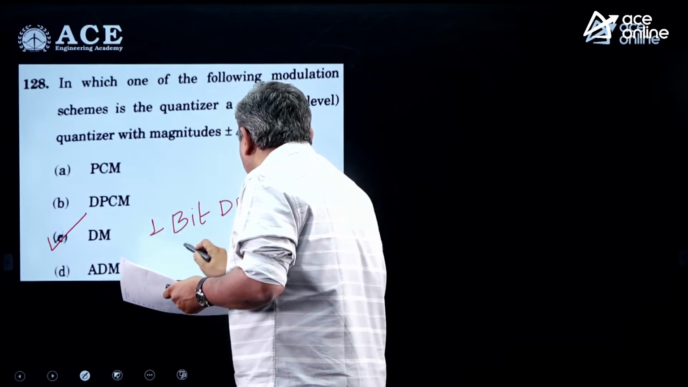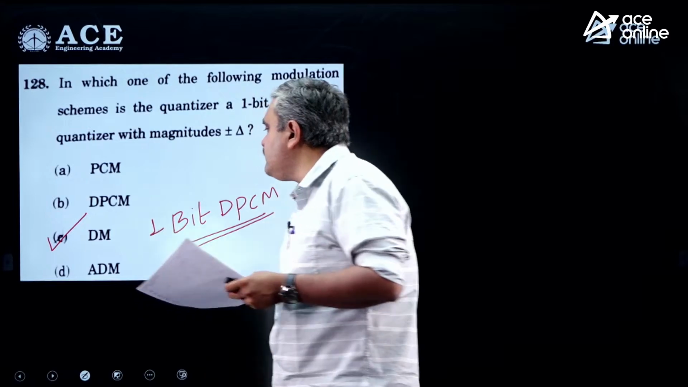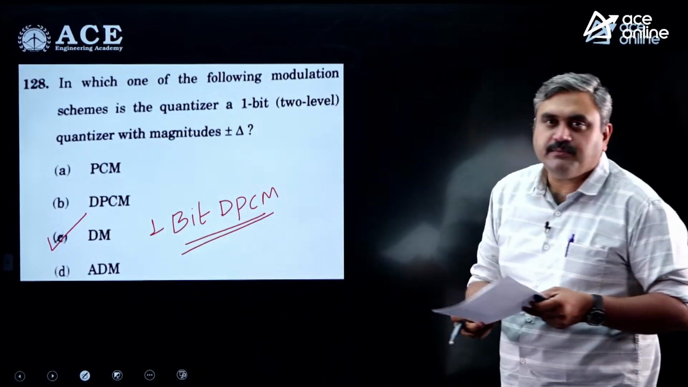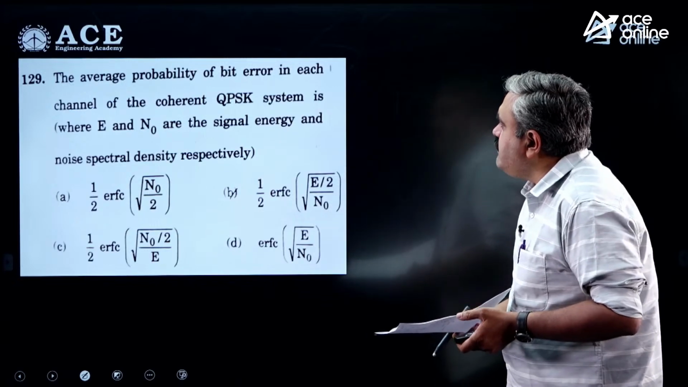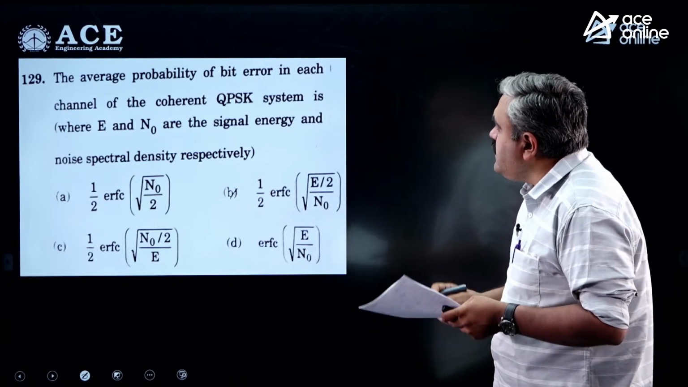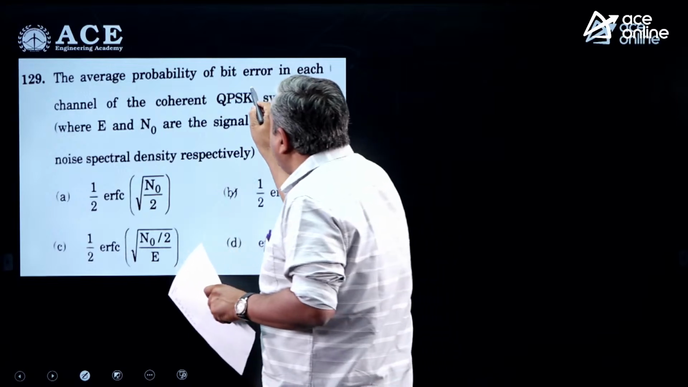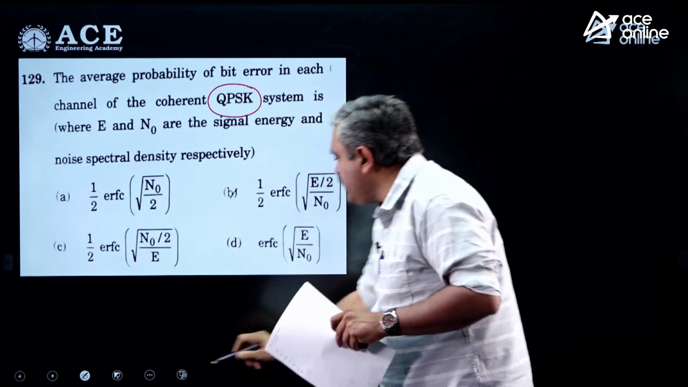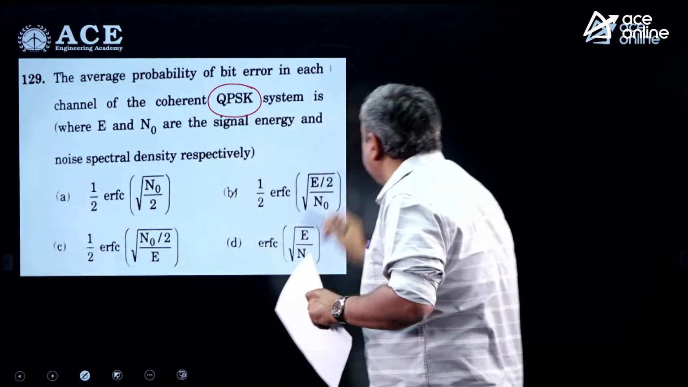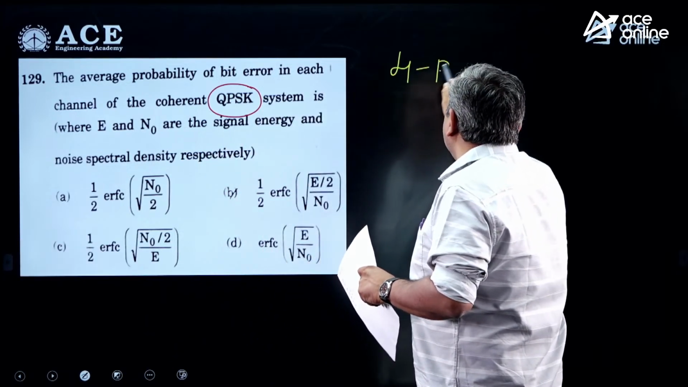But in the options, 1-bit DPCM is not given; he has given it directly as a delta modulator. So you can straight away mark that option. Next, the average probability of bit error in each channel of coherent QPSK. See carefully. What is the modulation scheme he is using? He is using 4-PSK; quadrature PSK and 4-PSK are both the same.